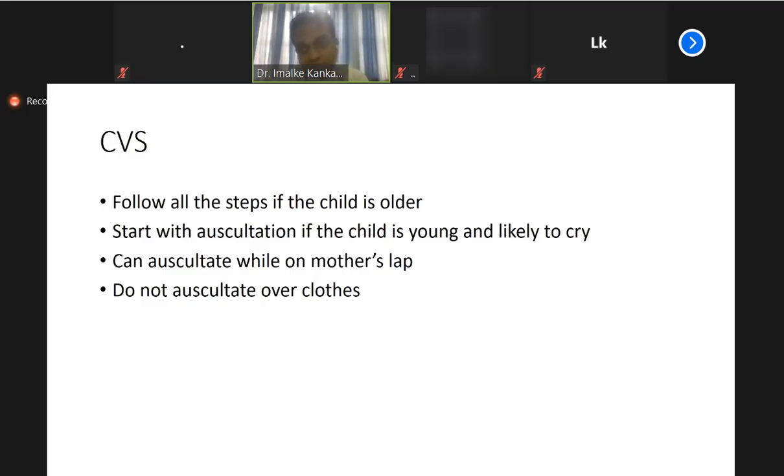Do not auscultate over clothes, because that is something some examiners tend to penalize, but in real practice we might have to do this. But in your exam, don't auscultate over clothes. That will be a serious mistake, right? That doesn't mean you have to take the top off, but you can just lift it up, based on the age of the child, right?